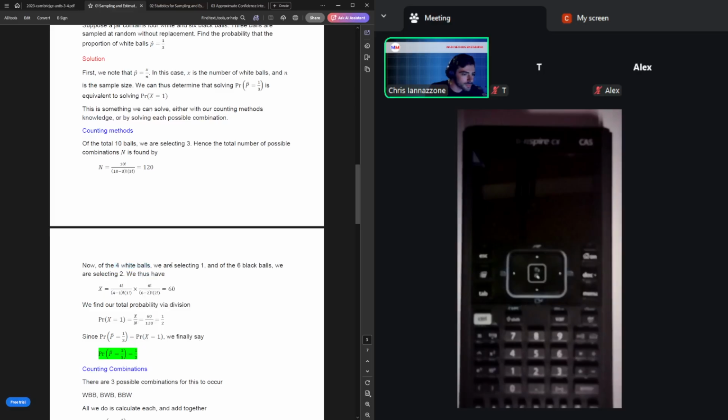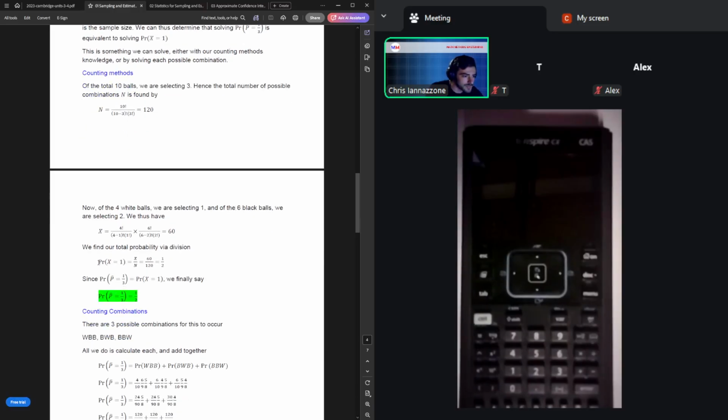So there were 4 white balls, you're selecting 1, that's why the N is 4 and the R is 1. And there were 6 black balls and 2 were selected. That's why you got N is 6 and R is 2 for the second fraction. Again, done in sequence, right? White, black, black, which is why we have a multiplication between the two, thus getting us our capital X of 60. That's 60 desirable outcomes divided by 120 total outcomes. Net probability is going to be equal to a half.